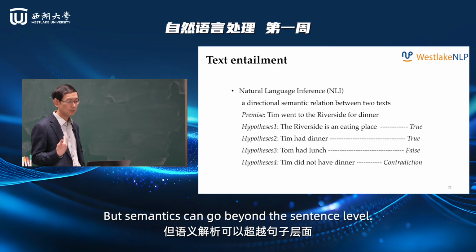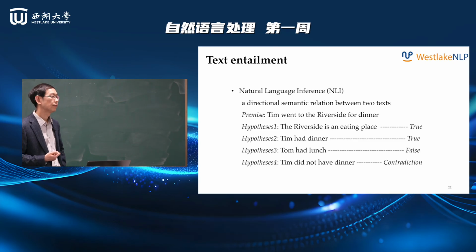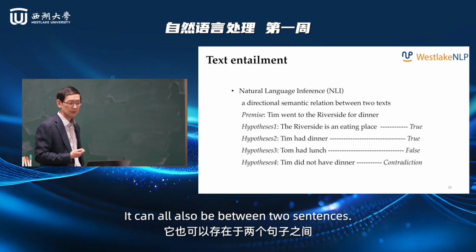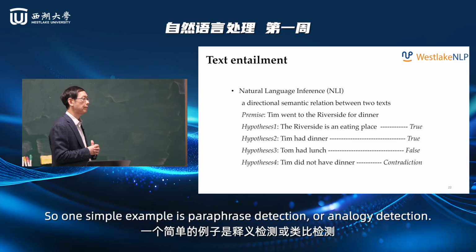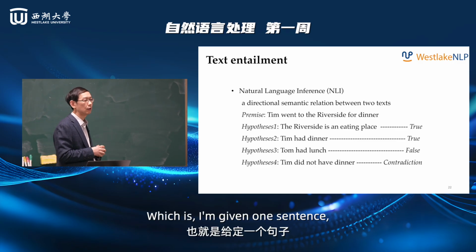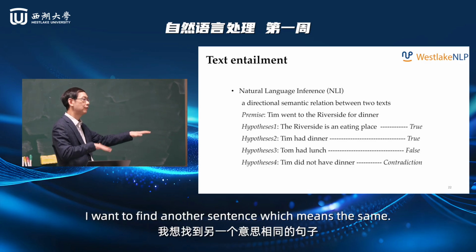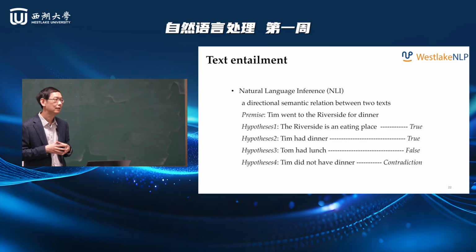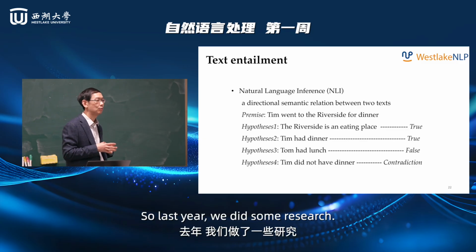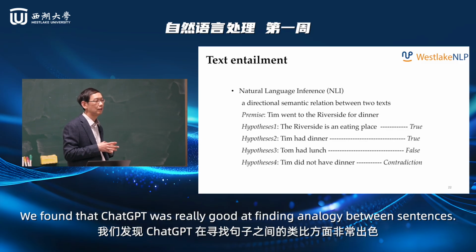But semantics can go beyond the sentence level. It can also be between two sentences, all right? So one simple example is paraphrase detection or analogy detection, which is, I'm given one sentence, I want to find another sentence which means the same, all right? So last year we did some research. We found that ChatGPT was really good at finding analogy between sentences.